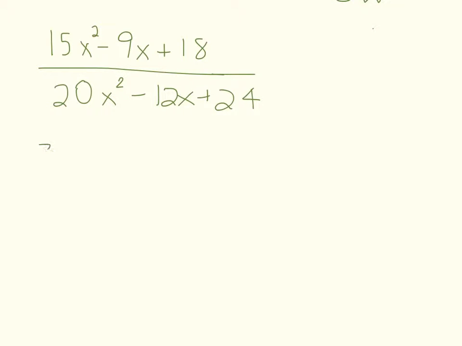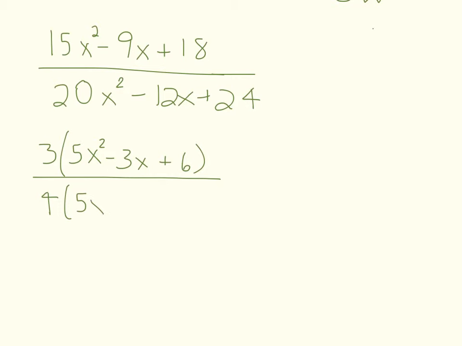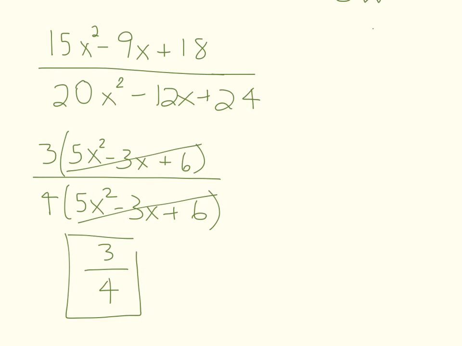In the numerator, I'm going to factor a 3 out of both terms, which will leave us with 5x squared minus 3x plus 6. In the denominator, it looks like I can factor a 4 out of each of those terms, which leaves us with 5x squared minus 3x plus 6, funny enough. And I'm not even going to wonder whether I can factor the trinomials because I have a match, so they will cancel out. And this simplifies into 3/4.